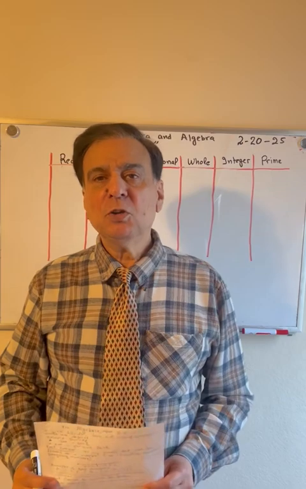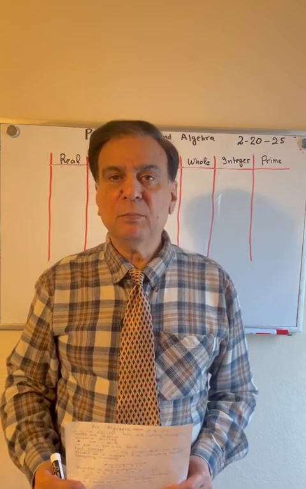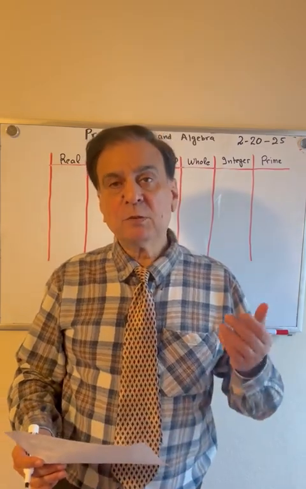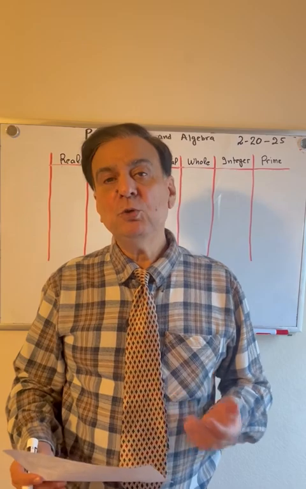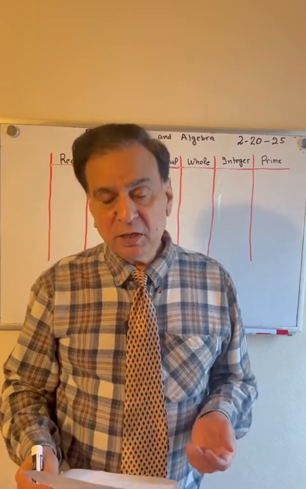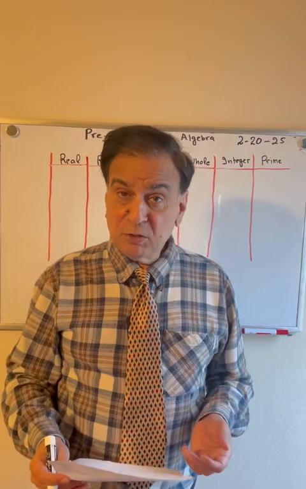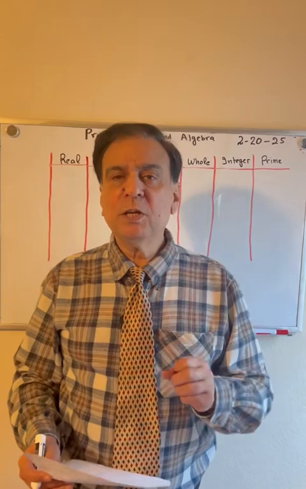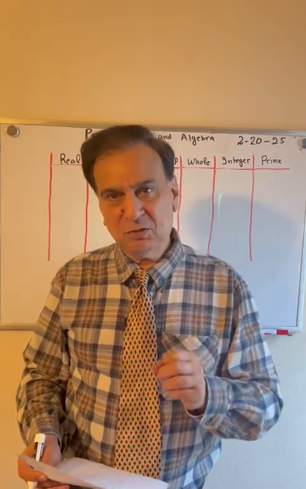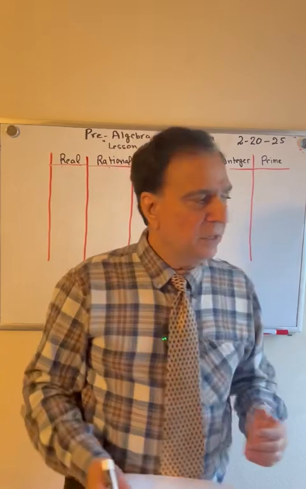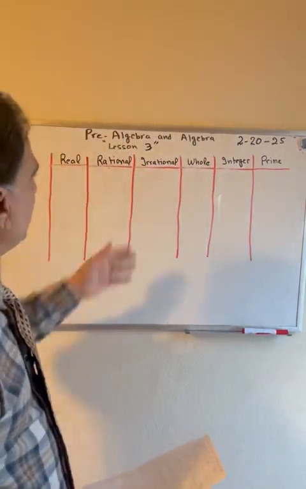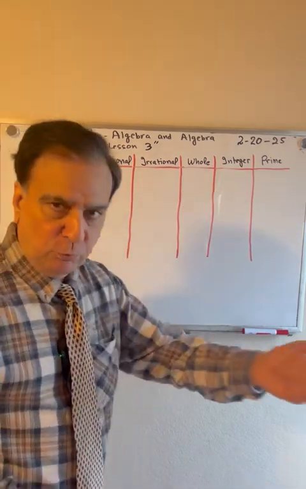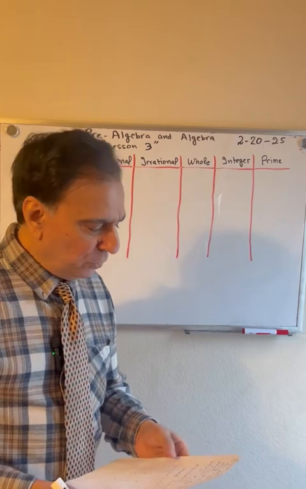Today is the continuation of pre-algebra algebra lesson number 3. If you've been following me in my last couple of lectures, I have explained and discussed and given you examples of what real numbers are, rational numbers, irrational numbers, whole numbers, natural numbers, integers, and prime numbers. So today we're going to do some practice. We're going to write some numbers on the board and try to identify if they classify as real, rational, irrational, whole, integer, prime, and so forth. So are you guys ready for that? Let's go ahead and have some fun.